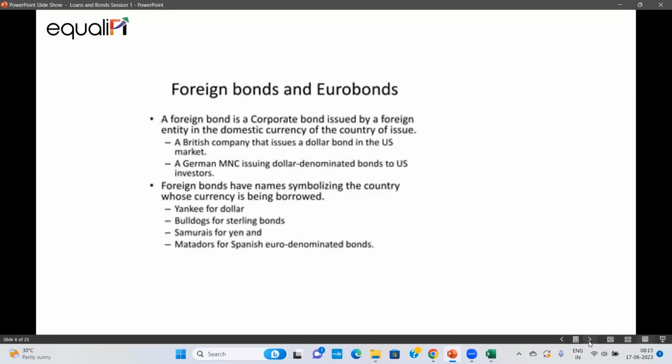A German MNC issuing a dollar denominated bond to US investors. Foreign bonds have names symbolizing the country whose currency is being borrowed. So Yankee for dollar, Bulldogs for sterling bonds, Samurais for yen, and Matadors for Spanish euro denominated bonds. So these are called foreign bonds. When we touch sovereign bonds next week, we will touch a bit of foreign bonds.